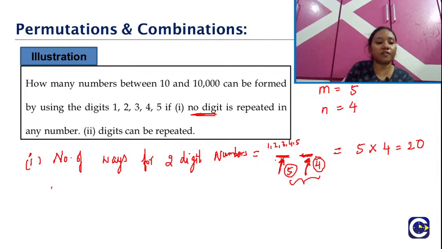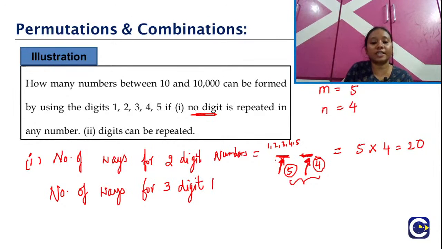Right, so similarly we can check the number of ways for a 3-digit number. Can you quickly write the number of ways for a 3-digit number? Same methodology you can apply here. So for a 3-digit number, initially we had ones and tens place. Now we'll have ones, tens and hundreds place.